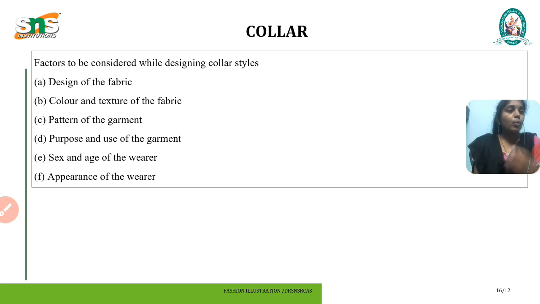Next, the pattern of the garment. What is the garment? What pattern is used on it? Shall we change the type of the collar? Is it possible? Purpose and use of the garment: is it a formal wear, or a casual wear, or a functional one, or a uniform? We have to know about the purpose and use of the garment. Next, who is going to wear it, men or women, and what is the age of the wearer. If it is a child, what is the age limit. If it is an adult, what is the age limit. We have to know about it.